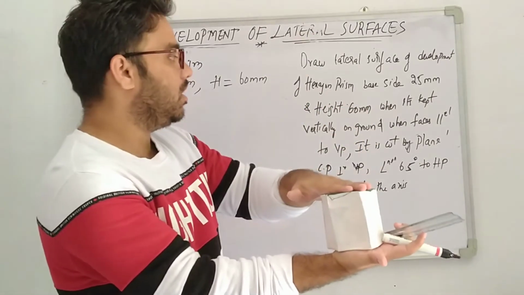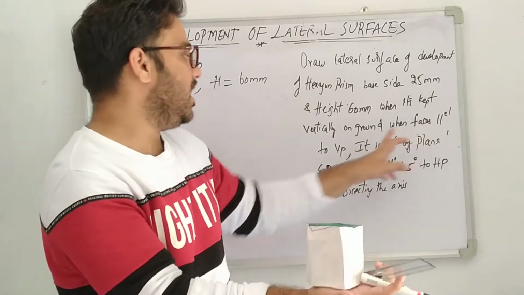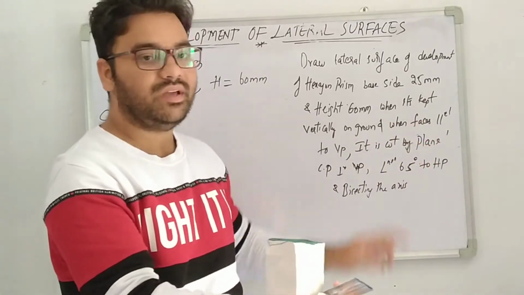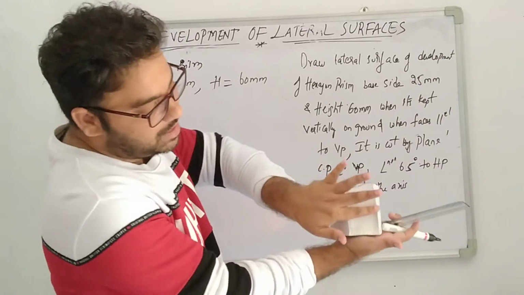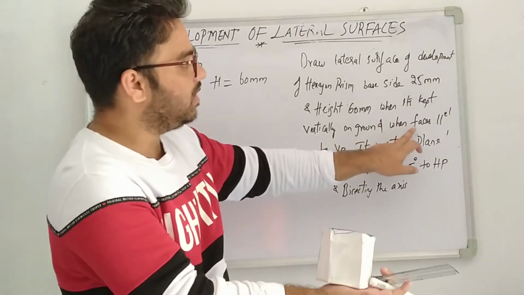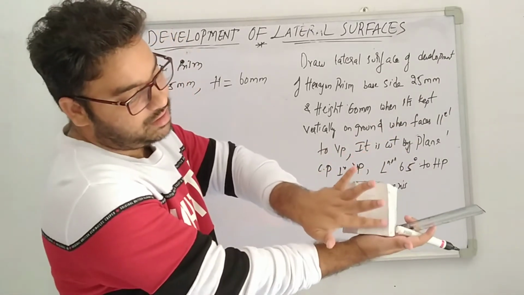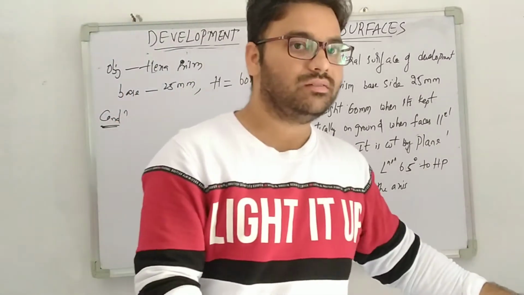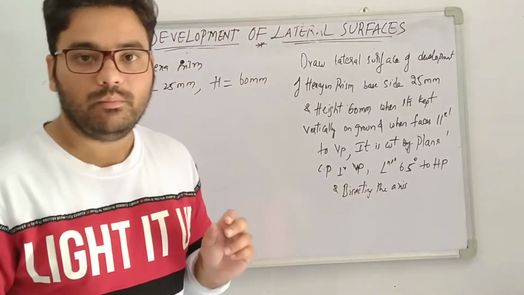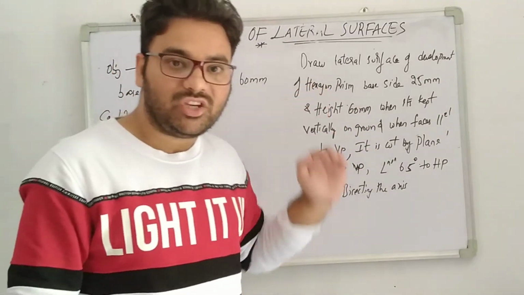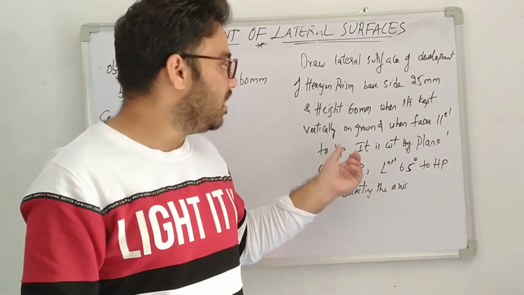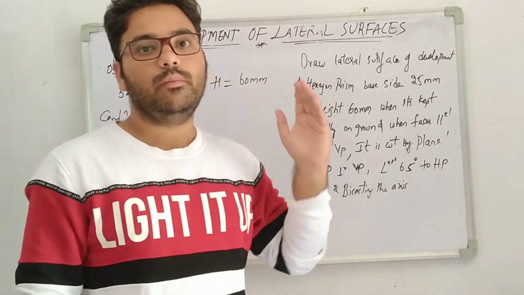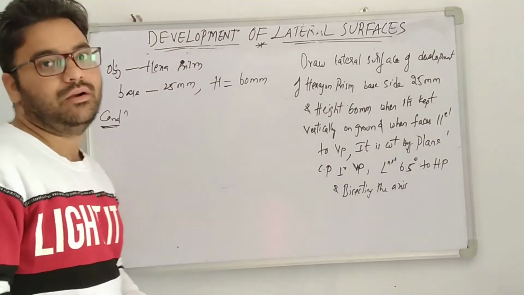Now it is standing on the ground, and these are the rectangle faces. Sometimes it is not mentioned clearly. Here the rectangle faces are parallel to the VP. That means we have to draw in the HP, and whatever faces are there should be parallel to the reference line.